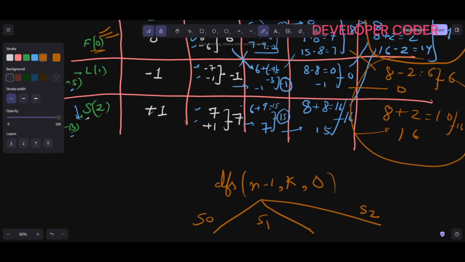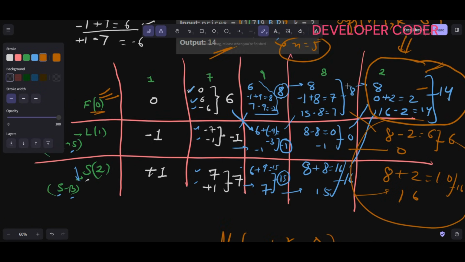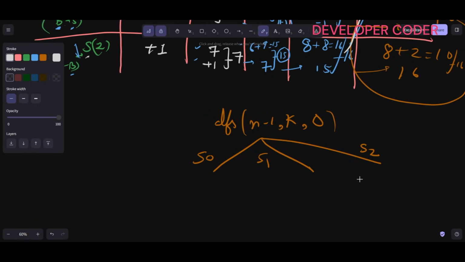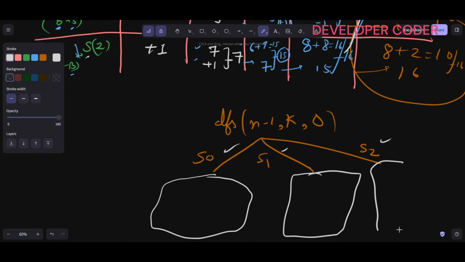From all these states, if you notice, from here the answer can come, from here the answer can come, from here the answer can come, from here the answer can come. We just need the best of these paths. In the same way, these subtrees I also need to solve, these subtrees also I need to solve, and these subtrees also. So this is how we need to do it.